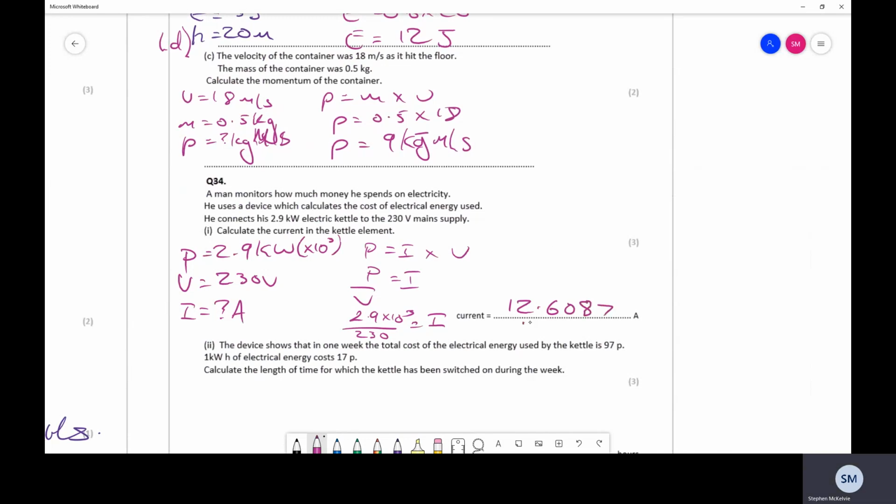It doesn't really matter. I'm probably going to return that with one decimal place, so I'm going to bring that as 12.6. Don't know why, it just feels right. You could probably do 13 amps as well if you wanted to, just because it's whole numbers, but it's neither here nor there.